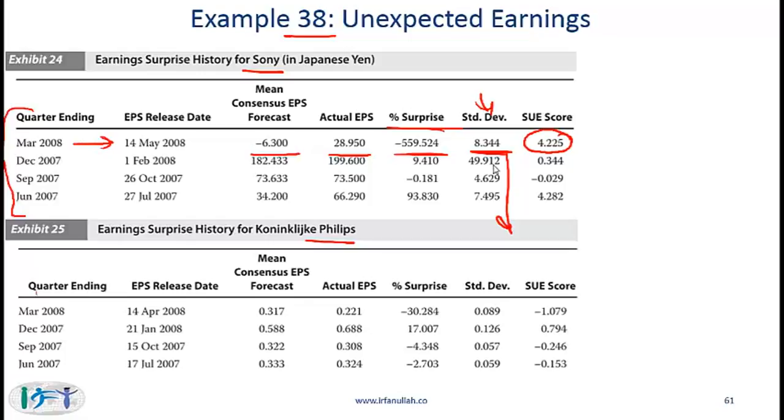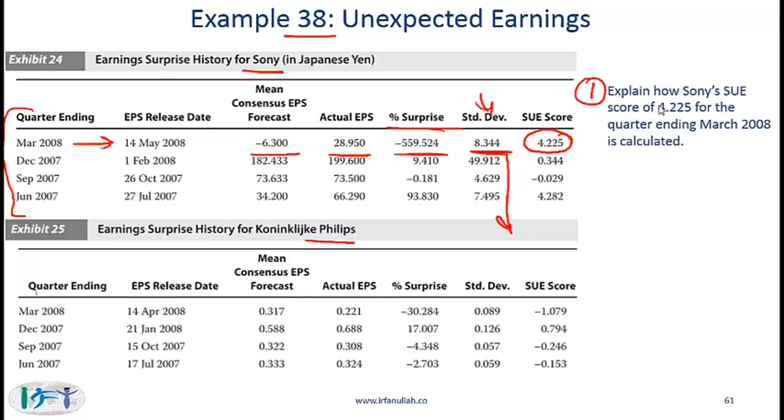Now, where does this number 4.25 come from? And I want you to calculate this before looking at the solution. So to come up with 4.25, what we say is the actual EPS 28.95 minus minus 6.3, which becomes a plus, divided by the standard deviation, and that will give you this particular number. So that answers our first question.